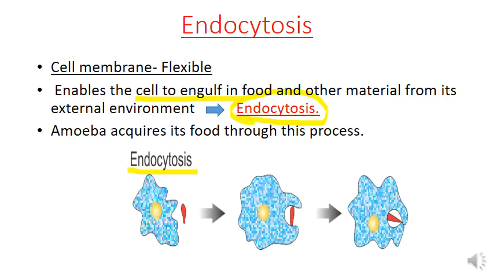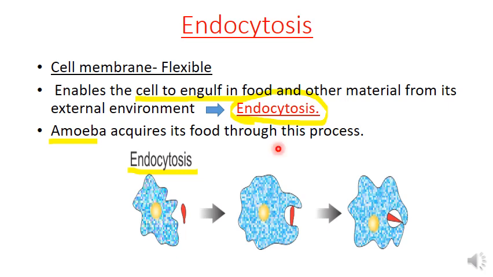Then here a figure is given, that is endocytosis in case of amoeba. This figure is important. You know that amoeba can change its shape, right? Amoeba is a unicellular organism and it hasn't got a definite shape. That is, it can constantly change its shape. So with the help of its plasma membrane, this amoeba changes its shape. Now consider this figure.